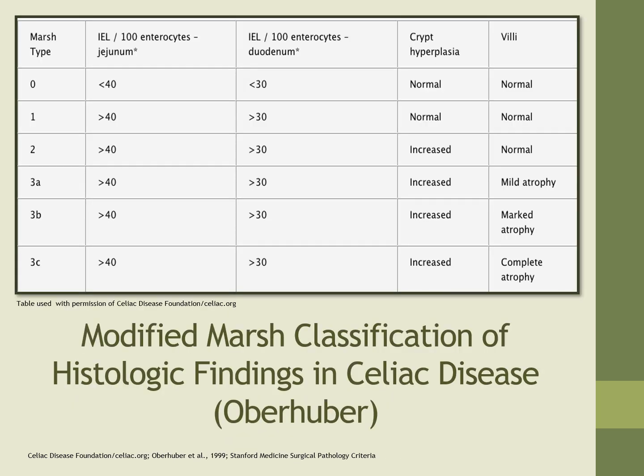The stages of damage of the small intestine, as seen under the microscope, are graded using Marsh classification. The scale is from 0 to 3, where 0 indicates the least severe changes and 3 indicates the most severe changes. Those changes are villus atrophy, crypt hyperplasia, and increased intraepithelial lymphocytes. Celiac disease would be present in type Marsh 3. Patient would have increased number of intraepithelial lymphocytes, increased crypt hyperplasia, and villus atrophy.